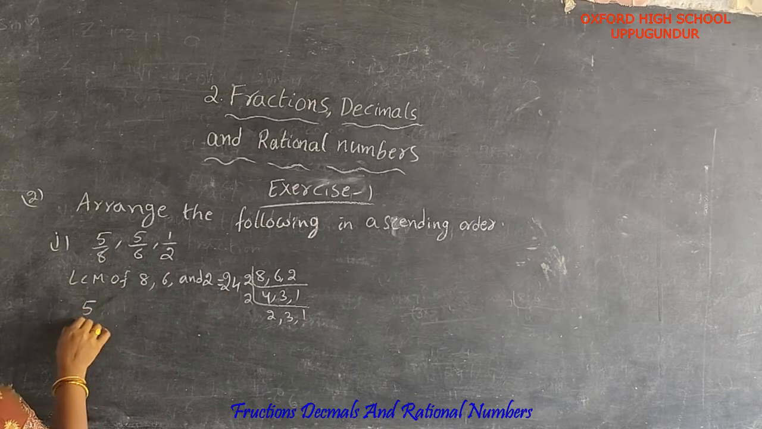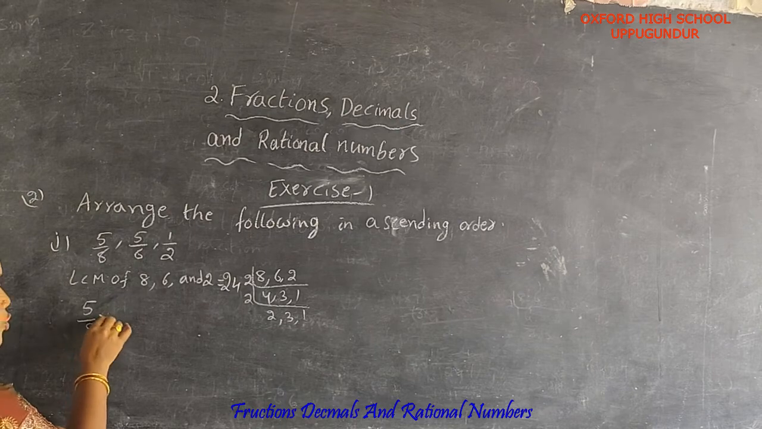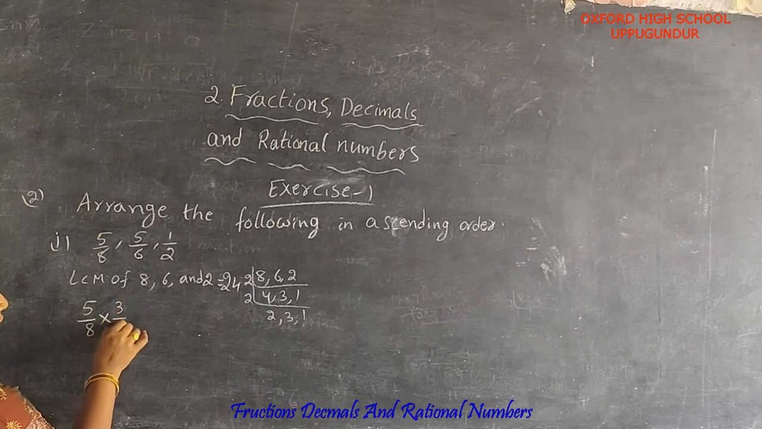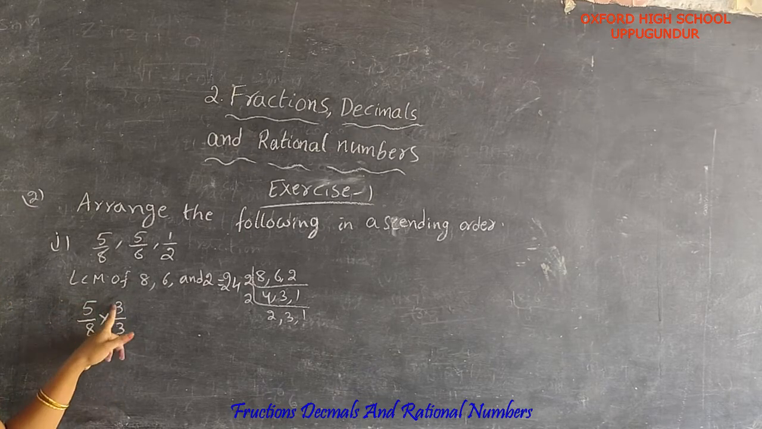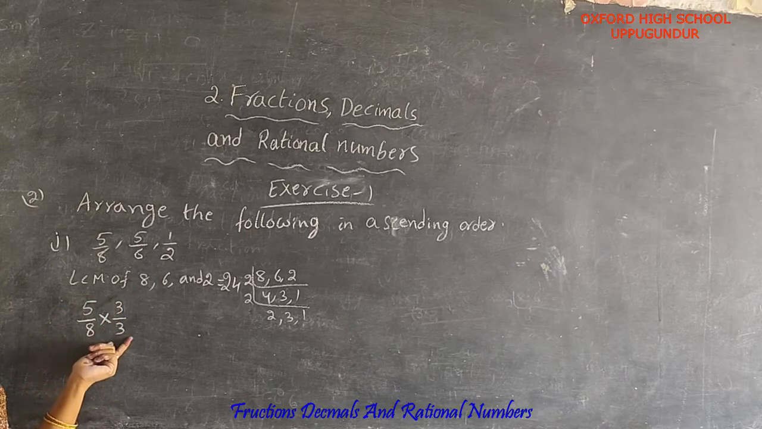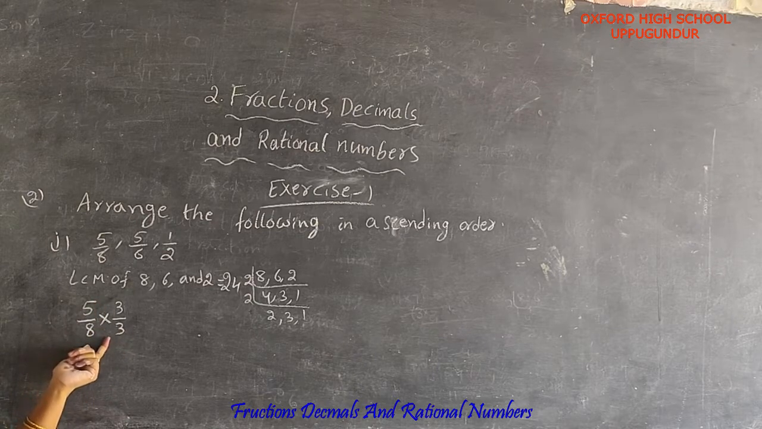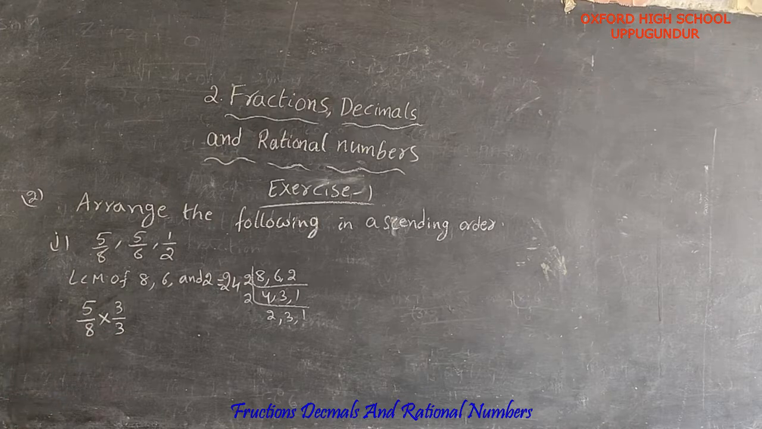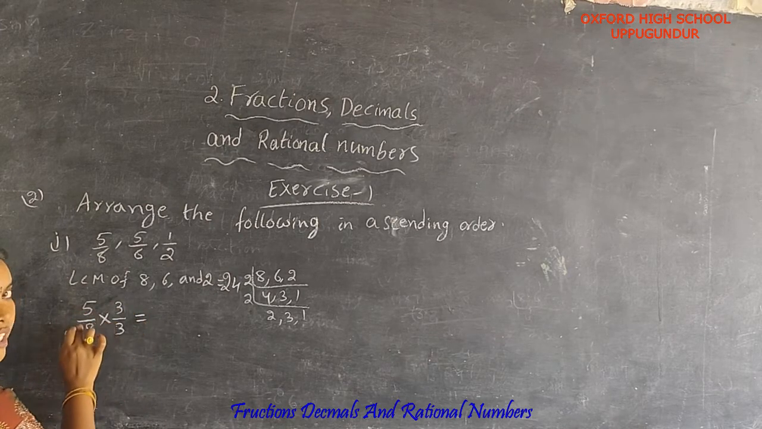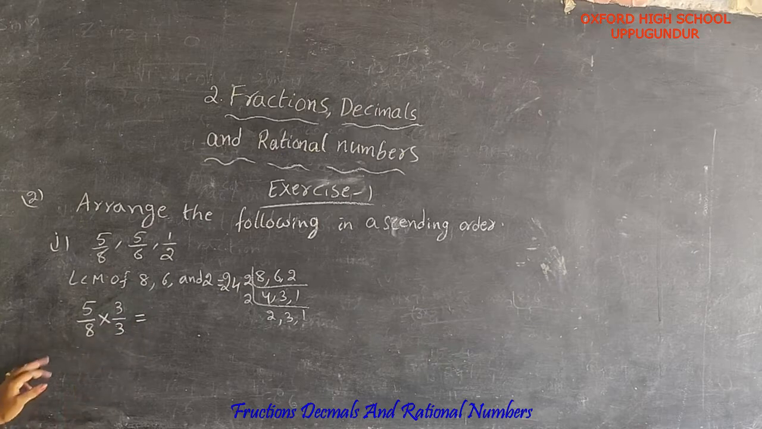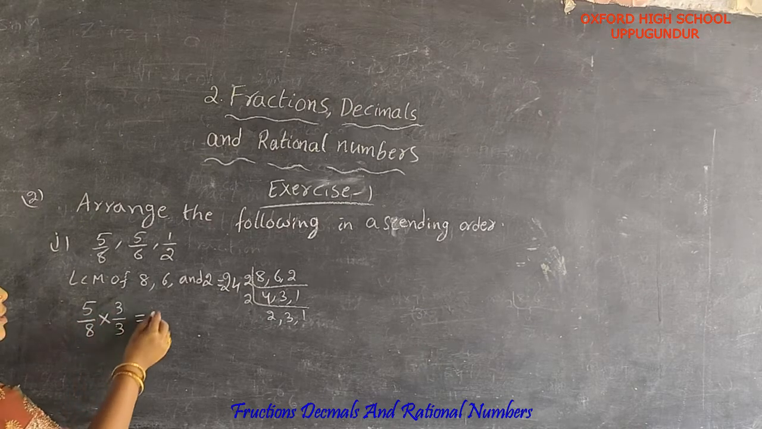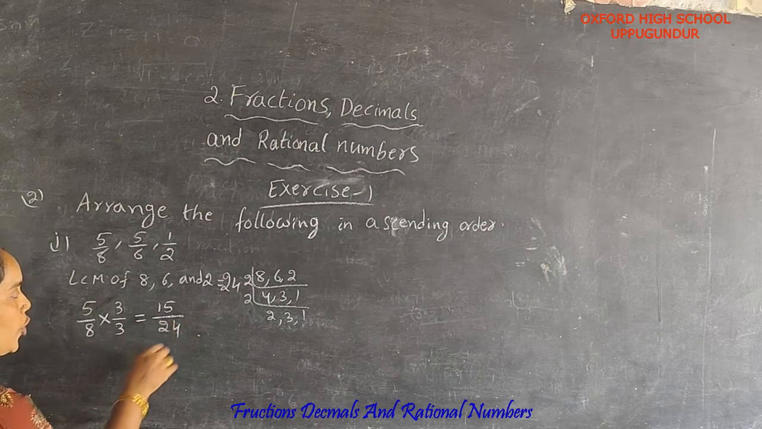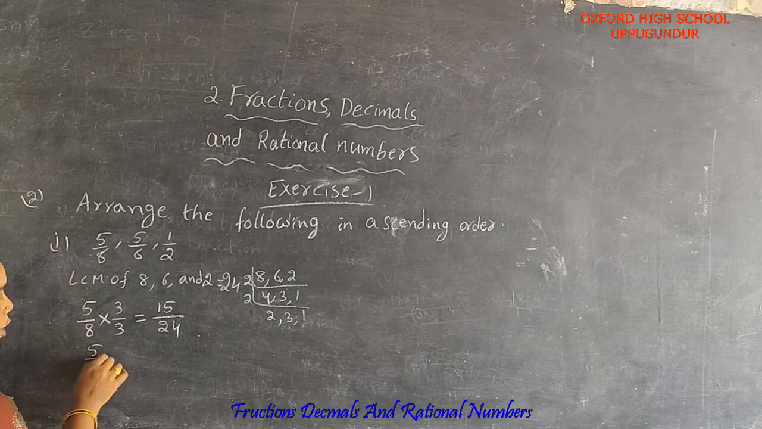Take the first fraction, 5/8, multiplied by 3/3. Why 3 here? Because 8 threes are 24. That's why numerator and denominator are both multiplied by 3. Product of numerators over product of denominators: 5 into 3 is 15, over 8 into 3, 8 threes are 24.